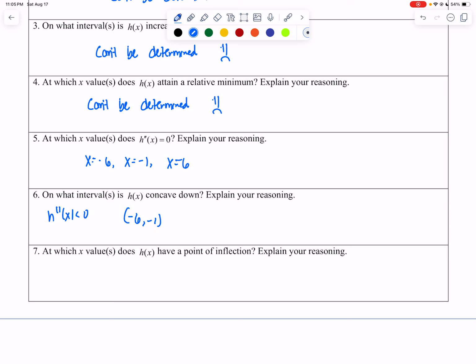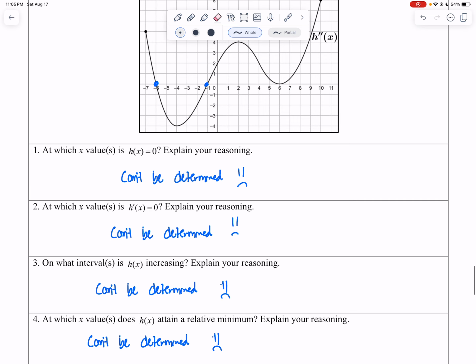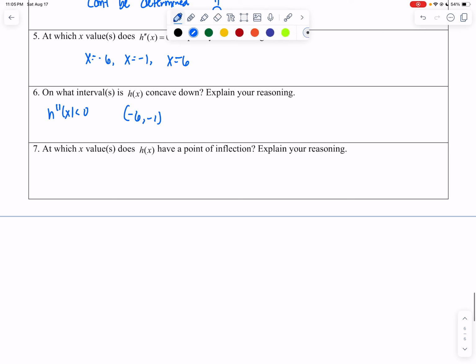And then at which x value does h of x have a point of inflection? So where are we changing signs? We're only changing signs at -6 and at -1 here. 6 isn't really a point of inflection here. So we have a point of inflection at -6 and -1, because h double prime of x changes signs.